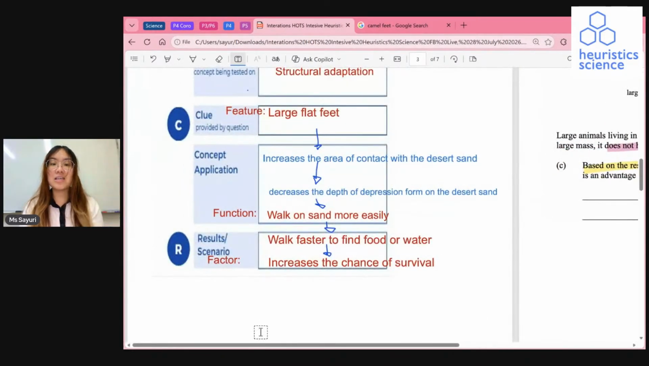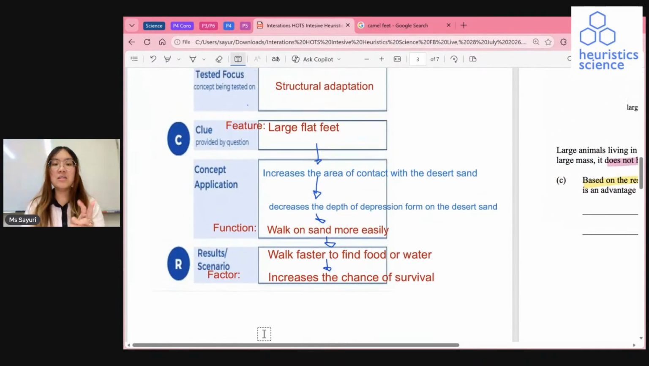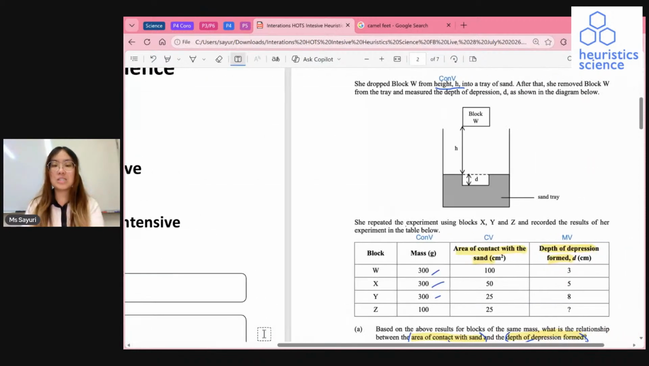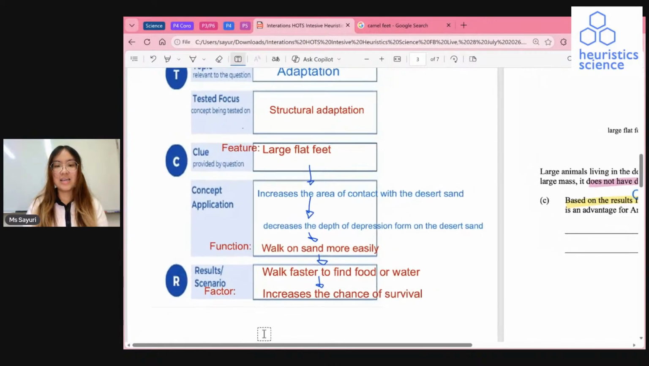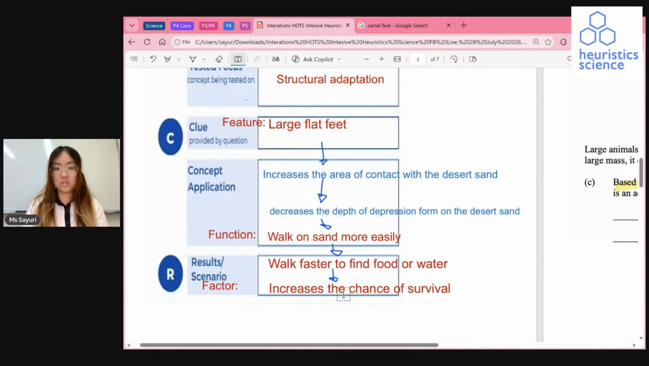And here is the 2-part answer. One is to link up from the experiment. Second is to answer what the large flat feet do, and why is it good for animal P. Can you see that? So this is about food and water.